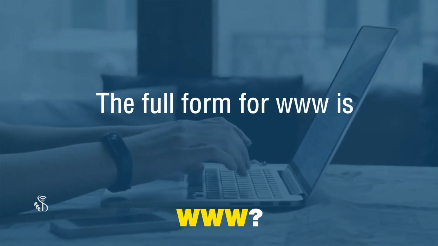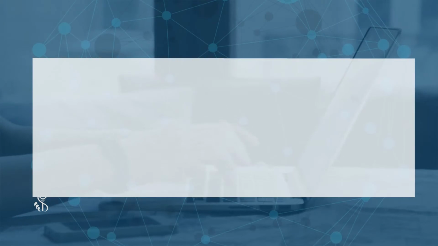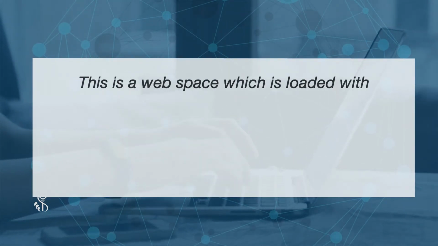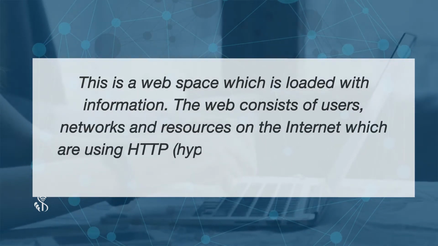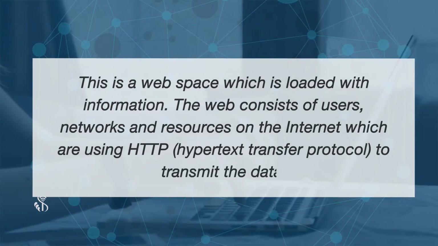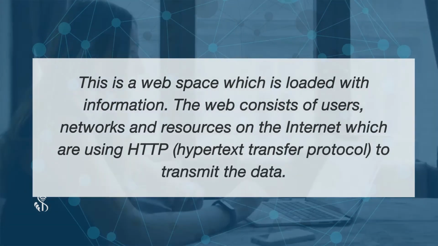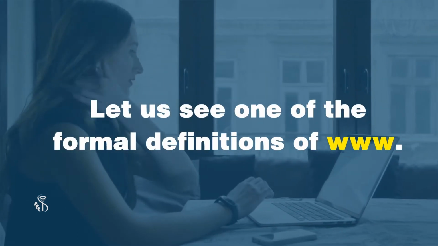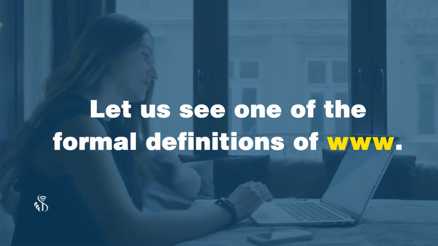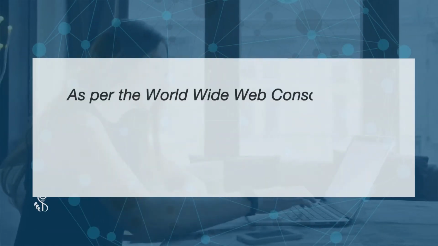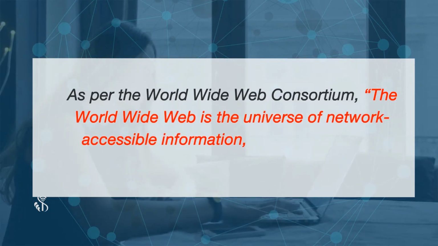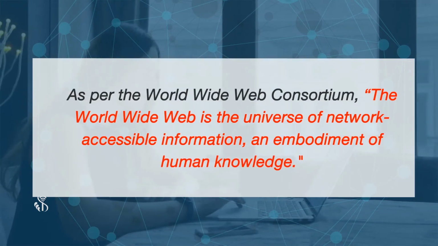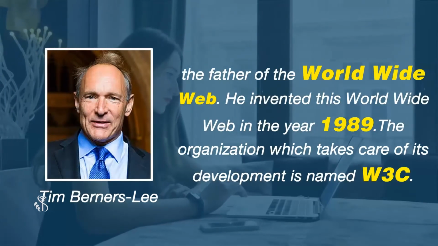The full form of WWW is World Wide Web. This is a web space which is loaded with information. The web consists of users, networks, and resources on the internet which are using HTTP, the Hypertext Transfer Protocol, to transmit the data. Let us see one of the formal definitions of WWW. As per the World Wide Web Consortium, the World Wide Web is the universe of network accessible information and embodiment of human knowledge. We also know that Tim Berners-Lee is the father of the World Wide Web.